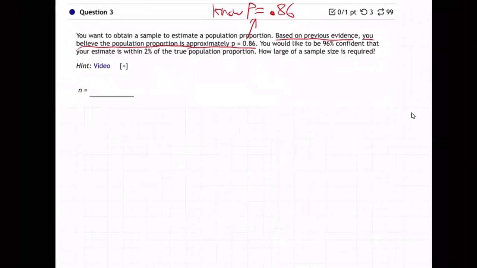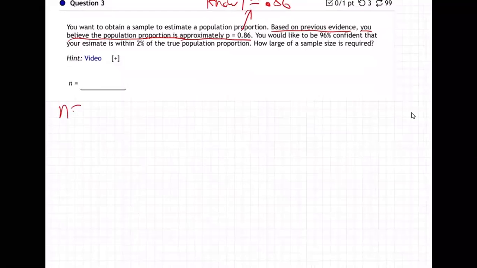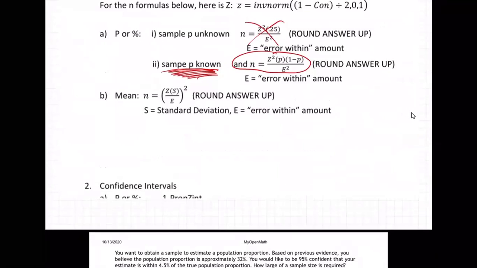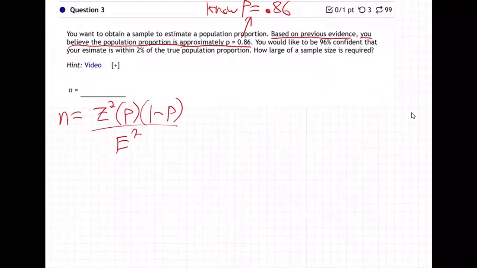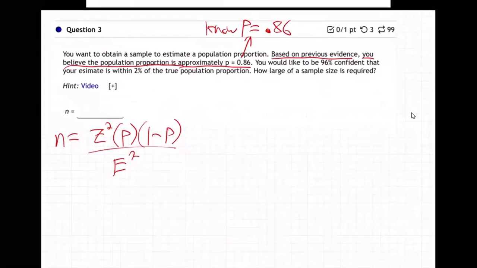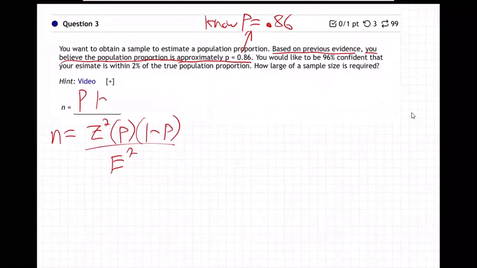Let's do it. So it's going to be n equals z squared p times 1 minus p over e squared. I think I had that right. p times 1 minus p over e squared. Yeah, so that's the formula we're going to use, because p is known to equal 0.86. So we use this formula.